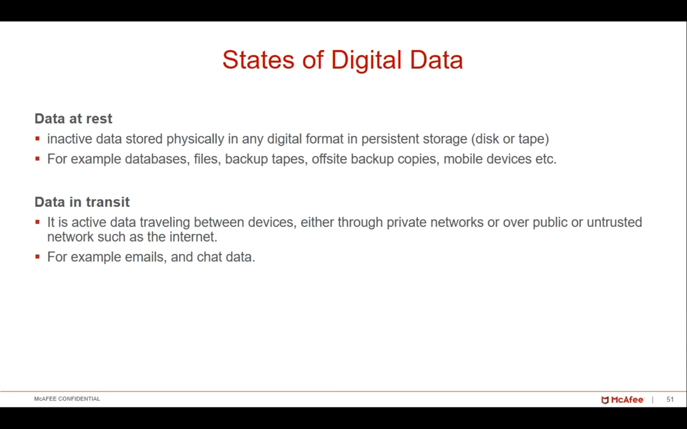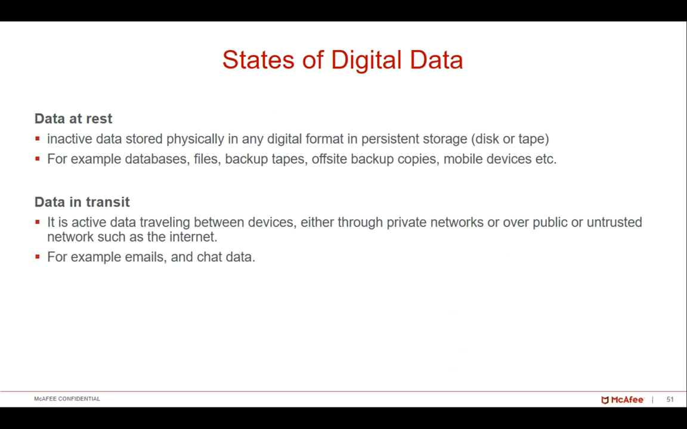So we have digital data, a humongous amount of data that keeps generating every day and night. We have different states of the data. The data which is at rest is the data that is stored physically in disks, in databases, in mobile device SD cards, in mobile device storages, in different backup tapes, etc. Right. So the data that is frequently accessible is also considered as data at rest. Sometimes you may call it data in processing.